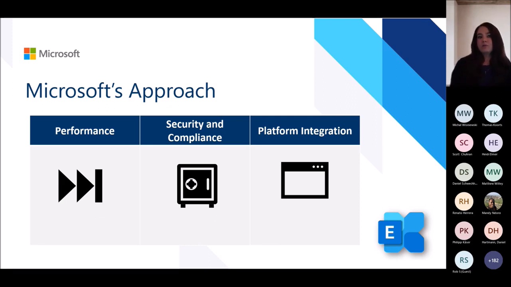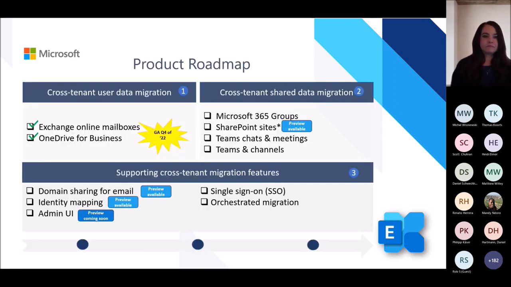So now I will move on to our roadmap. Okay. So now we're going to talk about a roadmap for cross-tenant data migration and supporting features. But even before that, the very first thing that I want to call out here today is that for the first time, we are officially announcing that we are releasing our product called Cross-Tenant User Data Migration to general availability by the end of this year. In partnership with SharePoint OneDrive for Business, this product release will include both cross-tenant mailbox migration and cross-tenant OneDrive migration for users.